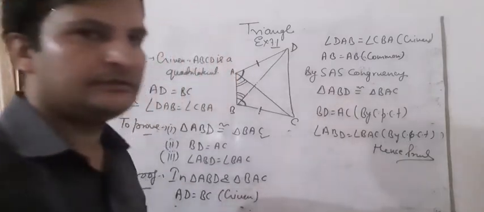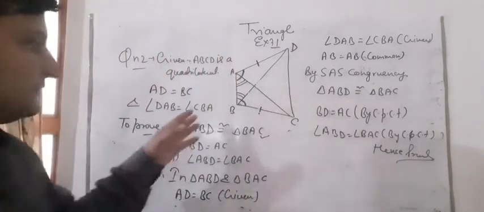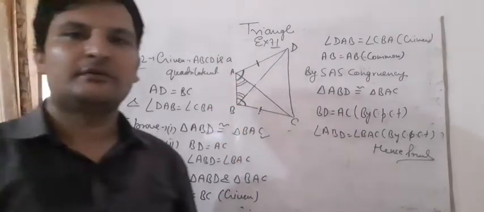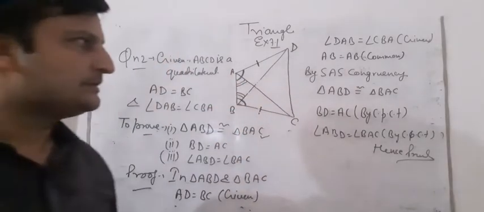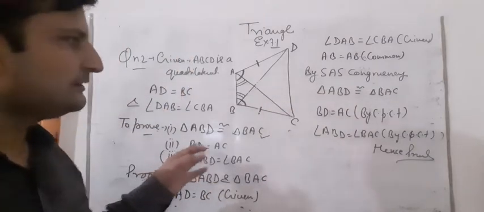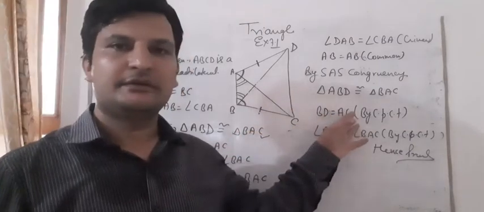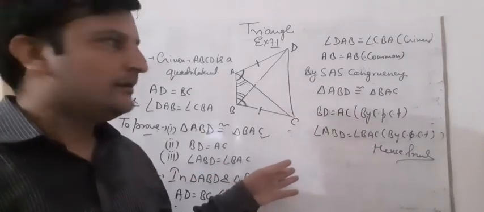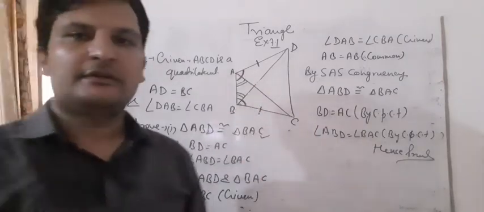So students, first we have proved that two triangles are congruent to each other. If two triangles are congruent, then all corresponding parts of the congruent triangles are also equal. So the second part is already BD is equal to AC, we can write it here. Similarly, angle ABD is equal to angle BAC because these two triangles are congruent to each other.